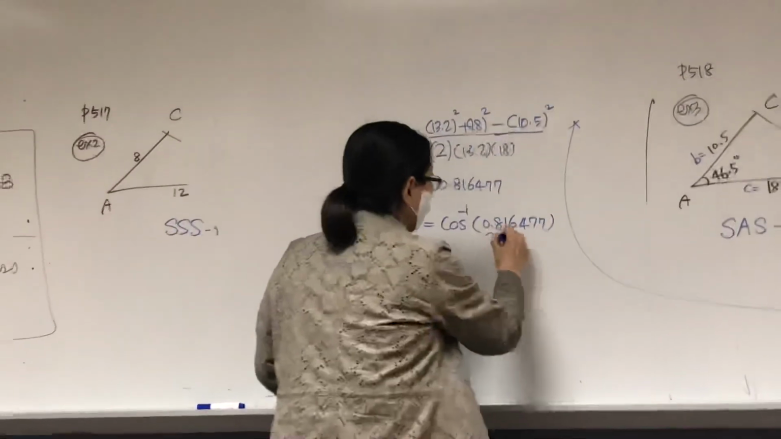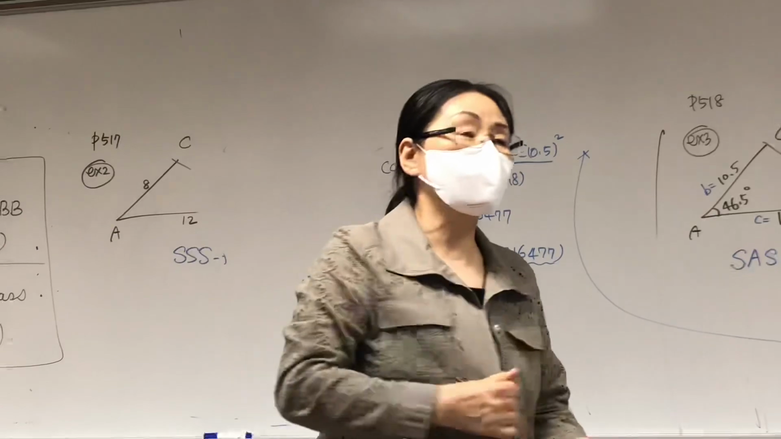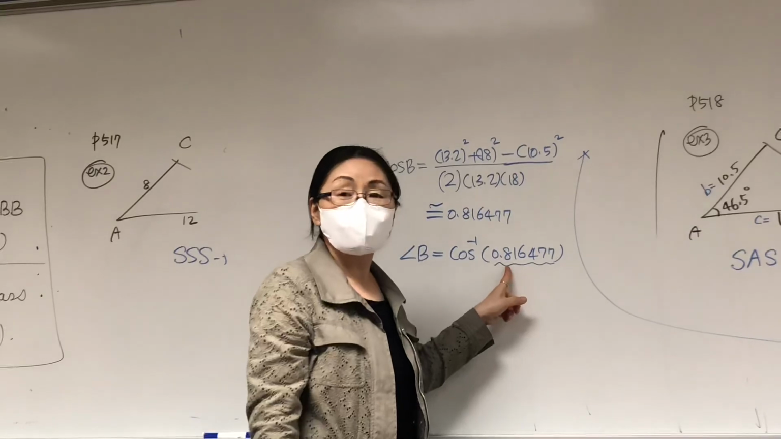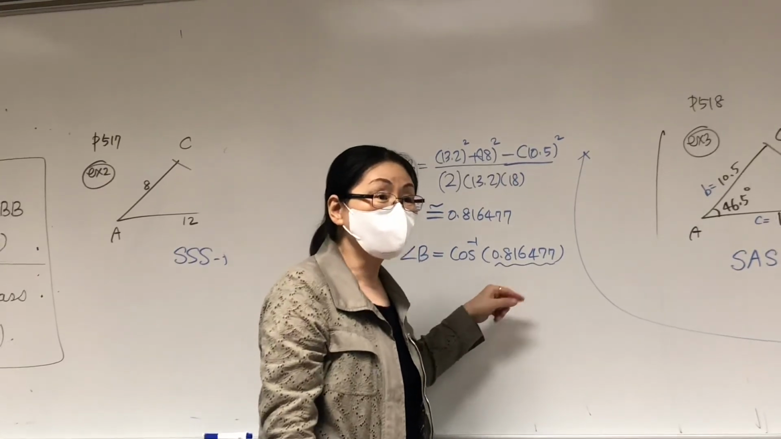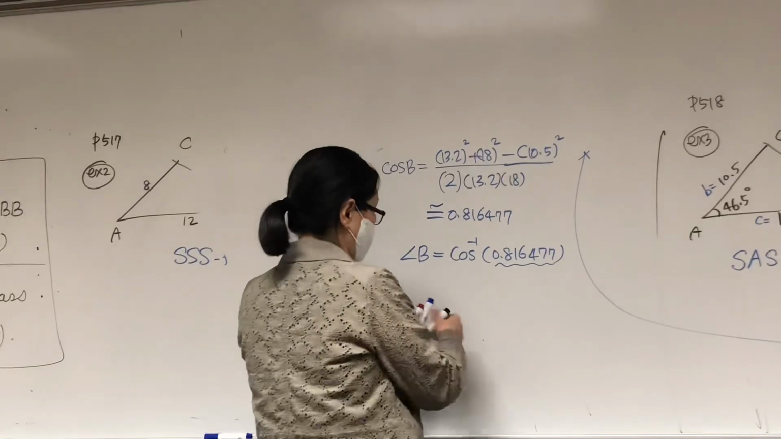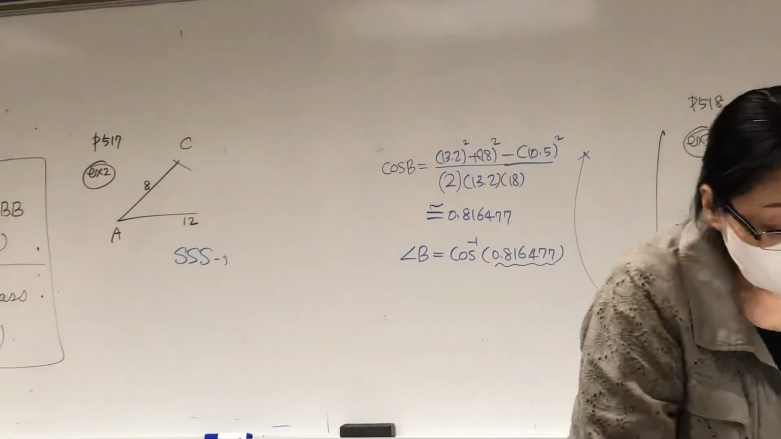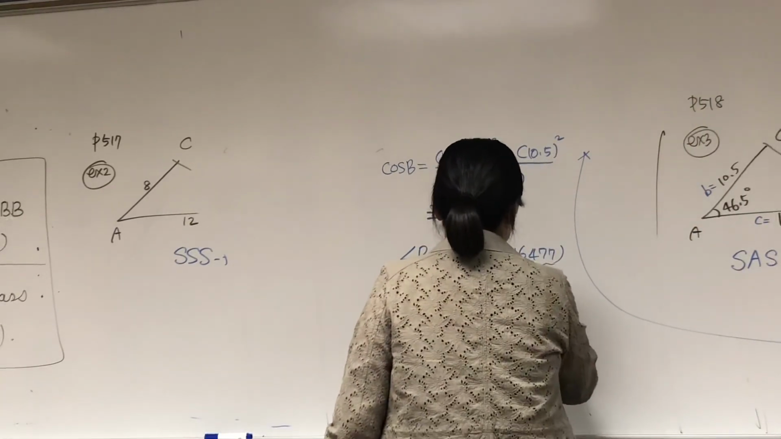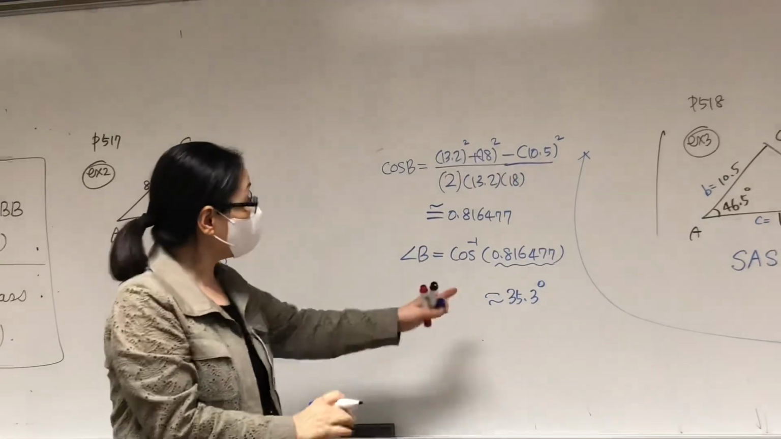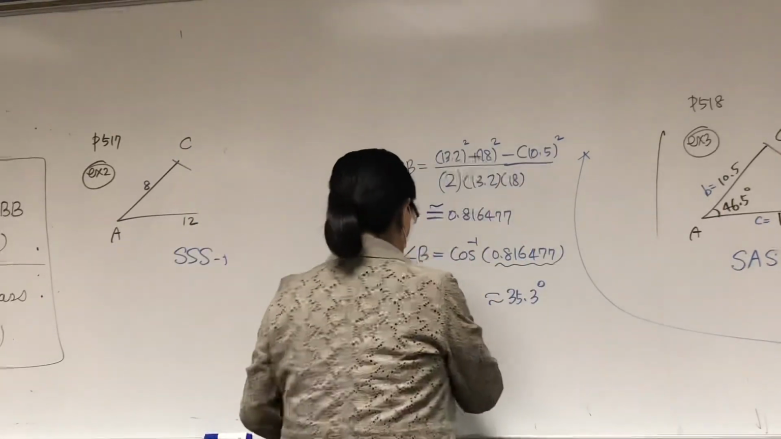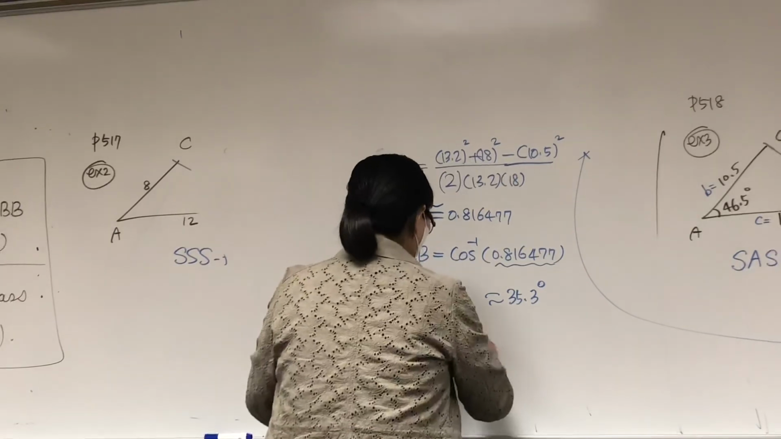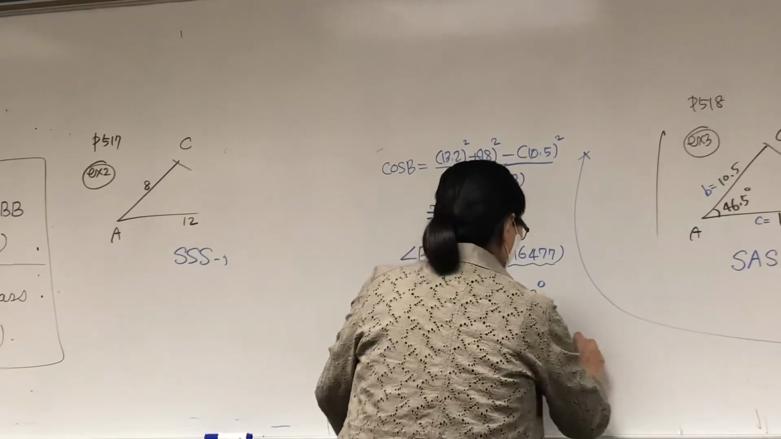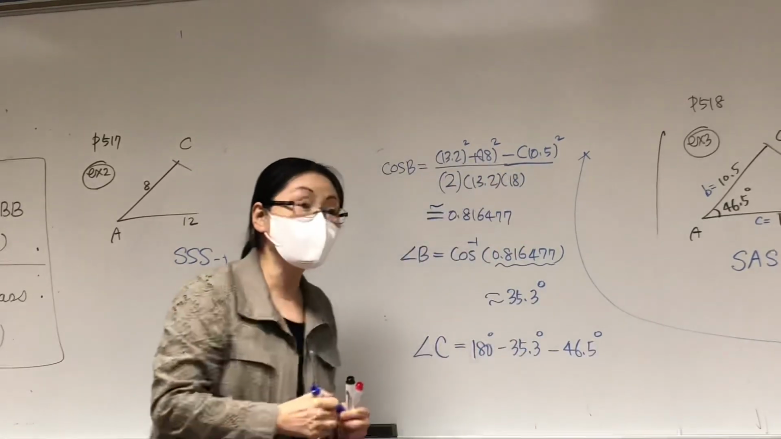Here, you have to be careful. Is this the value or the angle? That's the value, yes. So using your calculator, what is it? 35.3. Yes, you're right. So now you have this angle, and then what? Angle C is 180 minus 35.3 minus 46.5. Am I right? Yes. And then you can get it.